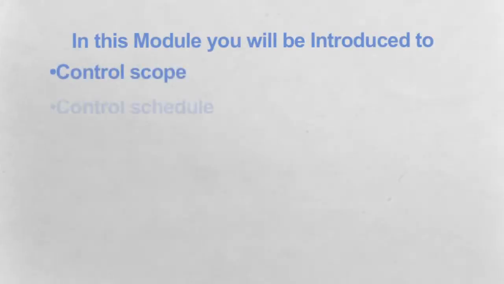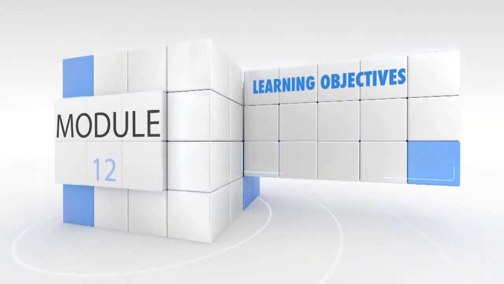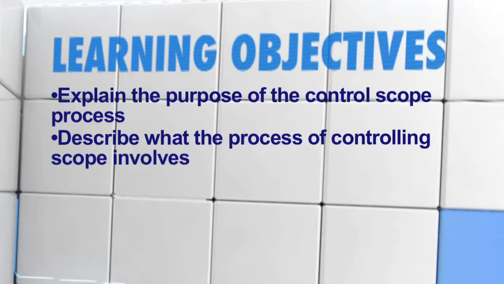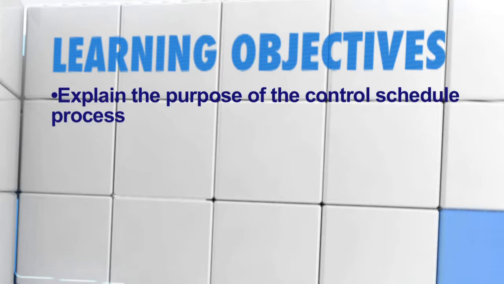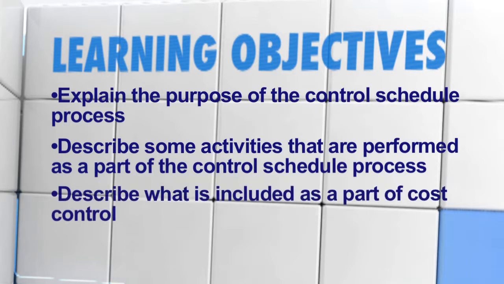In this module, you will be introduced to the control scope, control schedule, and control cost processes. At the end of this module, you should be able to explain the purpose of the control scope process, describe what the process of controlling scope involves, say what any modifications to the agreed upon work breakdown structure is considered as, explain the purpose of the control schedule process, describe some activities that are included as a part of the control schedule process, and describe what is included as a part of cost control.